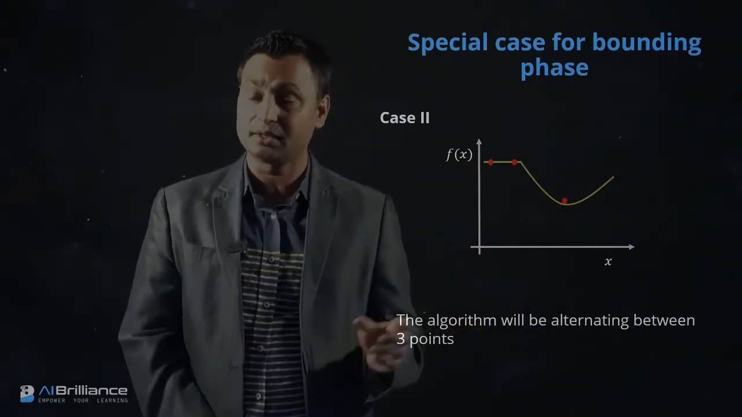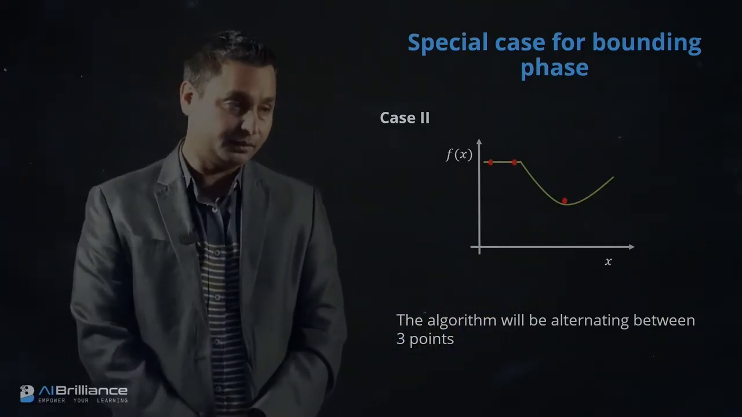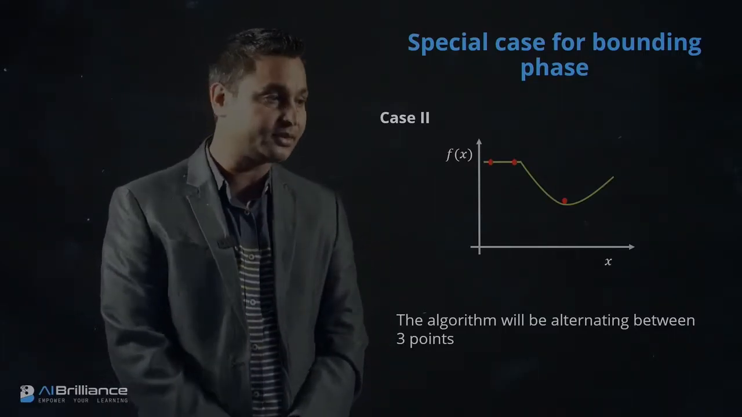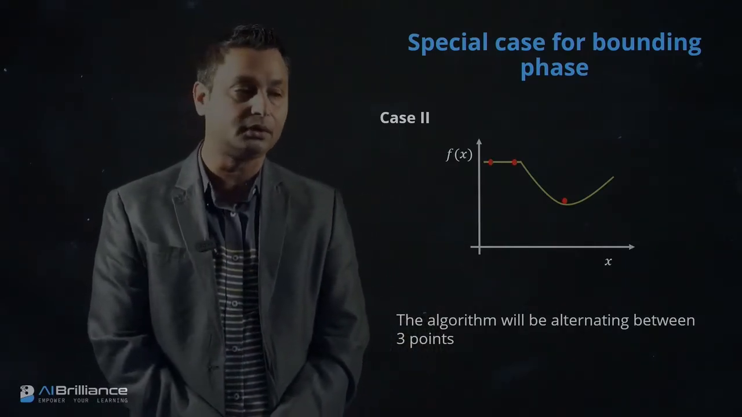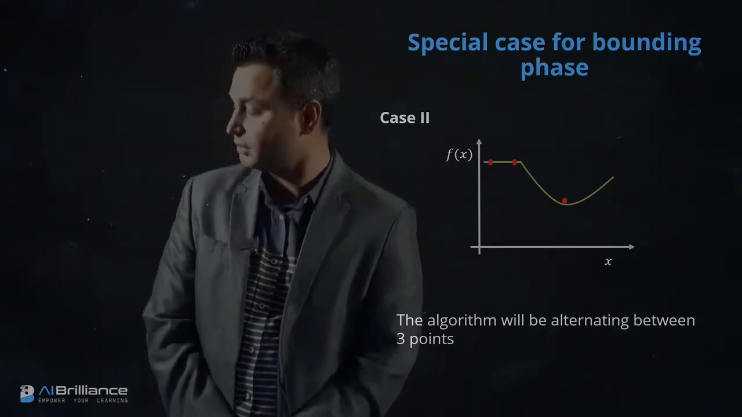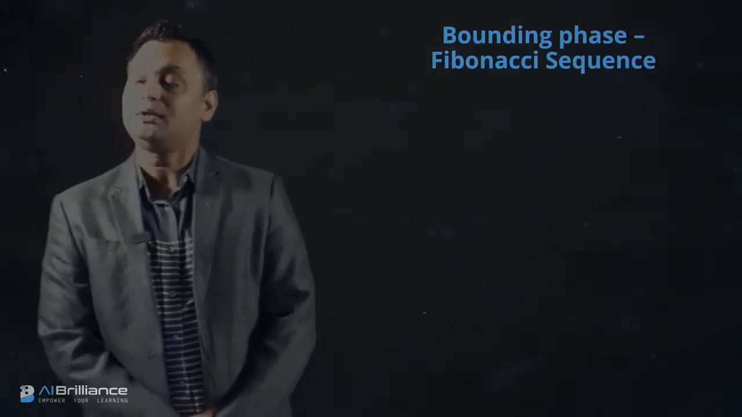So it's not stuck, it will keep moving, but it is basically alternating between the interval bounds that are out there. These are special cases that you should be aware of, but typically these are not encountered most of the time, and you should not worry too much about these cases. So with that, let's move on to another bounding algorithm.